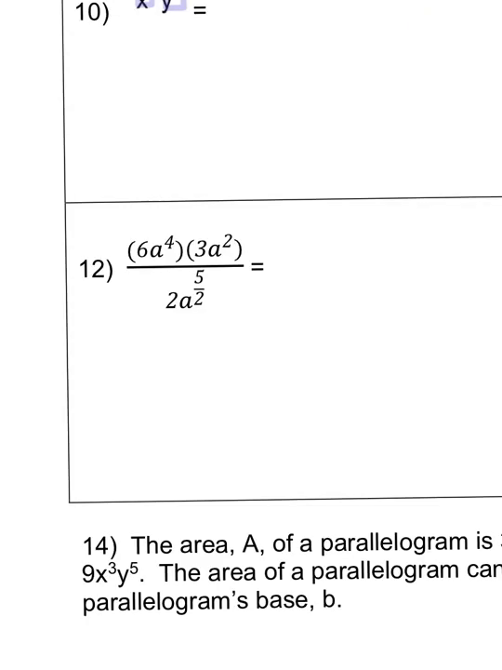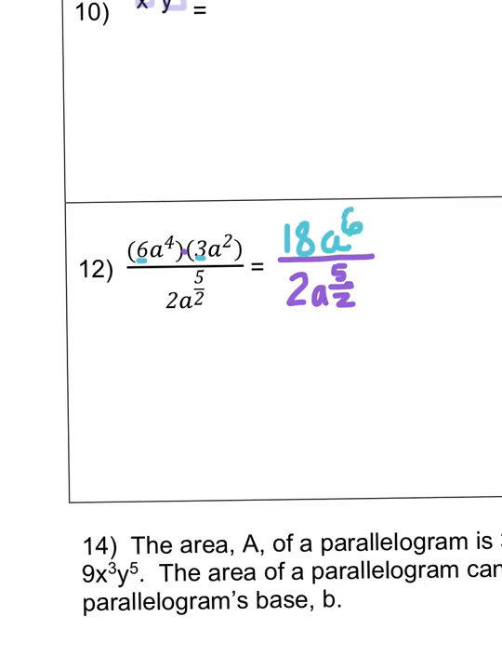On number 12, we have multiplication and division. So I prefer to simplify the numerator and simplify the denominator, and then simplify them both together. So since the denominator is already simplified, we can just rewrite it. Then in the numerator, we'll multiply the coefficients. So 6 times 3 is 18. And then a will be to the 4 plus 2 is 6.